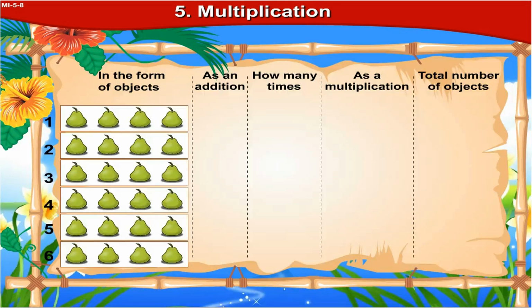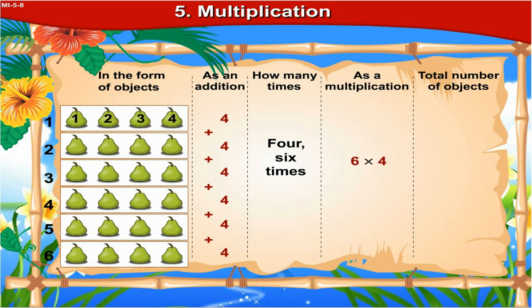Now let us see the next sum. You can see some yummy guavas, right? Well, there are 6 groups of 4 guavas each. As an addition, it would be 4 plus 4 plus 4 plus 4 plus 4 plus 4. That means 4, 6 times. As a multiplication, it is 6 into 4, which means the total number of objects would be 24.